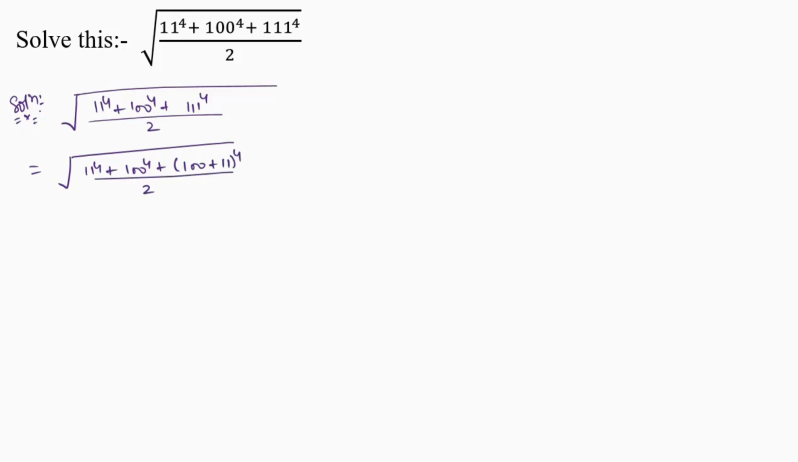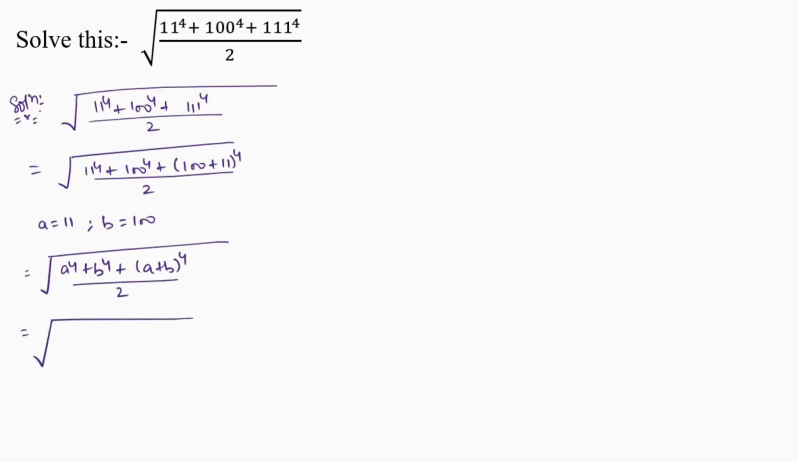Now substitute a equals 11 and b equals 100. On substituting we get the square root of (a raised to power 4 plus b raised to power 4 plus (a plus b) raised to power 4) divided by 2. This can be further written as the square root of (a raised to power 4 plus b raised to power 4 plus ((a plus b) square) square bracket 2) divided by 2.